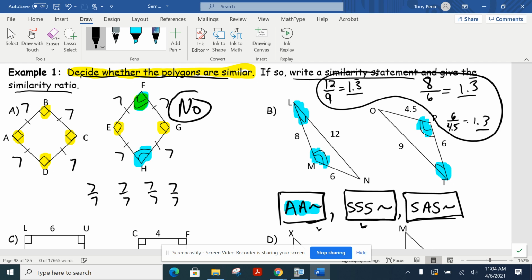Okay. Now we want to do two things, write our similarity statement. So do that real quick. Hopefully we were getting that down pat.